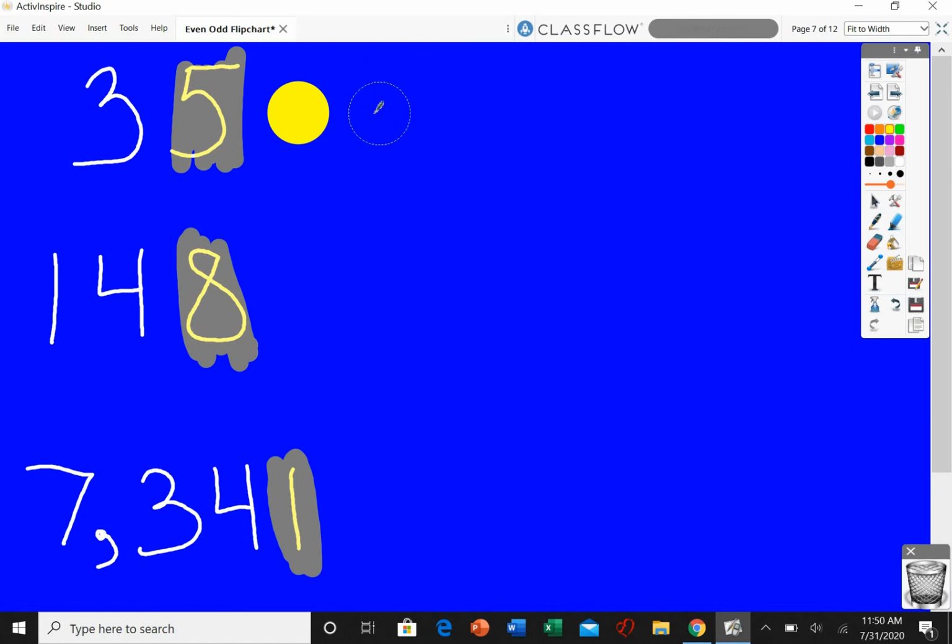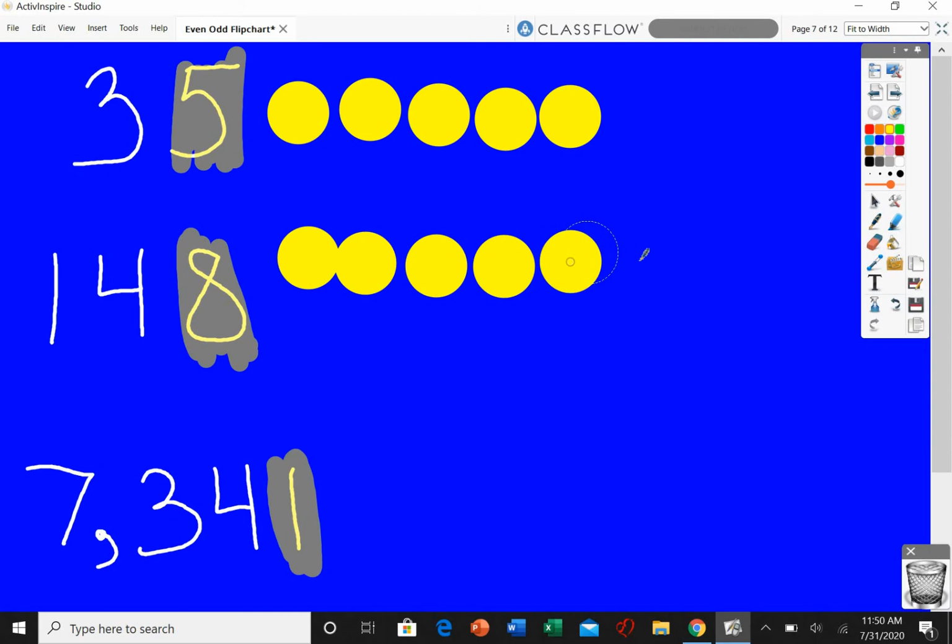Okay. Remember, we only need 5. 1, 2, 3, 4, 5. And for 8, or 148, I'm only going to need to do 8. So 1, 2, 3, 4, 5, 6, 7, 8. Pretty close together, but that'll work. And then, of course, for 7,341, I only need 1.